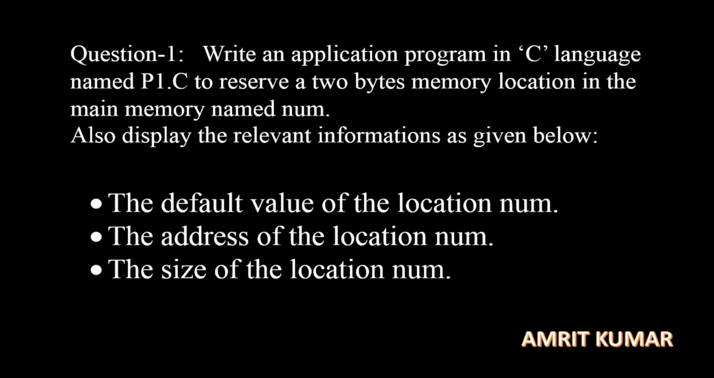Then how will you proceed? First listen to the question, first write down the question, first think about what the question is. Here the question is: write an application program. So we have to create an application program in C language, and name it P1.C or anything you want, to reserve a 2 byte memory. 2 byte memory, how can we do this? By using the integer data type. Memory location in the main memory named num. Now also display the relevant information. What type of information? The default value of the location num, the address of the location num and the size of the location num. Then how will we perform this? Let's look at it.